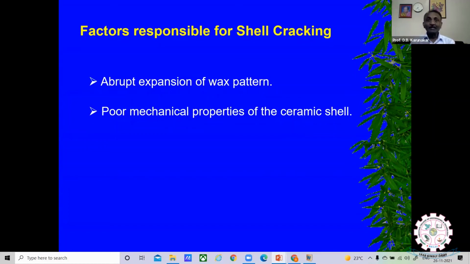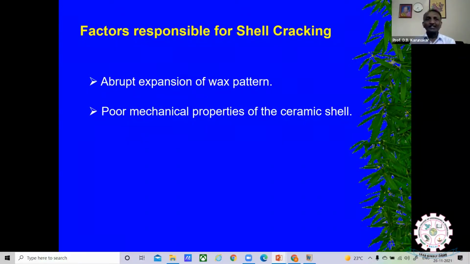But another thing can happen. What can happen? Before it melts and comes out, it can expand. Don't you think? The wax present inside the ceramic shell can expand before it melts. If it starts expanding, its rate of expansion is more. Its coefficient of expansion is more compared to the coefficient of expansion of the ceramic shell. Then what happens? It exerts tremendous pressure on the walls of the ceramic shell.